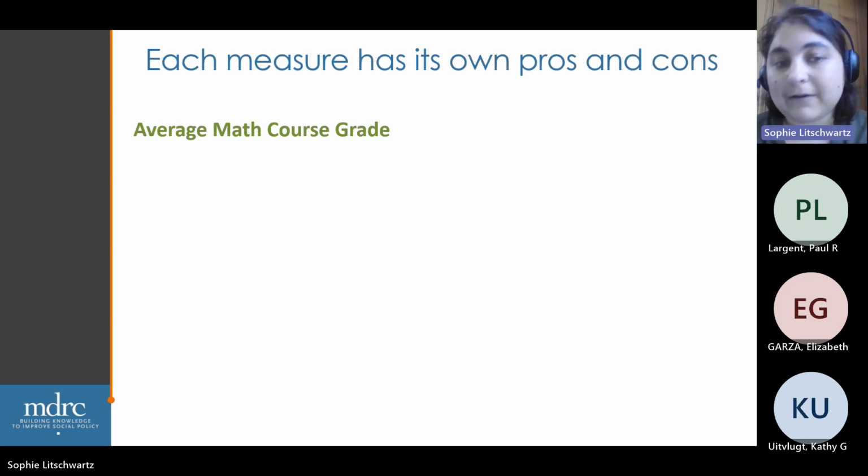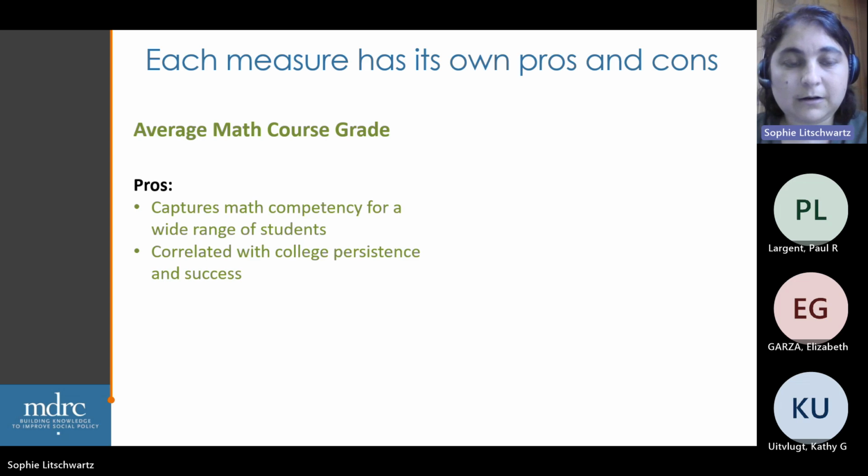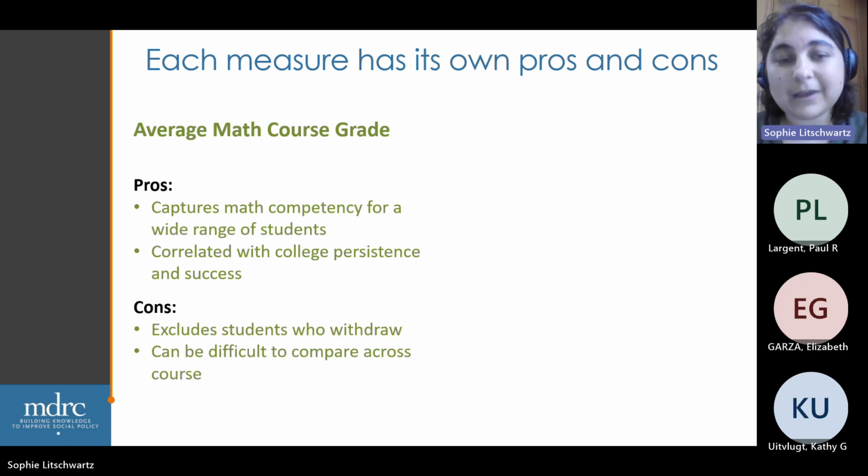If we think of average math course grade, some good parts about it: it's going to capture math competency for the whole range of student abilities, so everyone gets a grade, and I can see improvements with every grade. And if we look at research, it's correlated with college persistence and success. On the other hand, often when I look at grades, I don't get to see students who withdraw, or it can often be difficult to compare across courses.